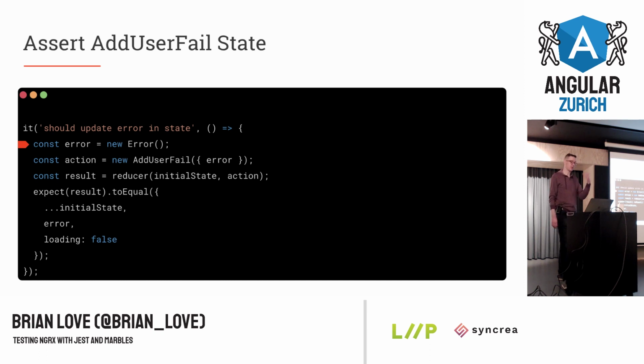Again, this pattern is very familiar, I think. Now we're starting to see this. In this case, we're going to test the add user fail. So we're going to new up an error, not provide anything. We don't really have to. I suppose we could. We're going to new up our add user fail action, providing that error payload. And then we're going to invoke our reducer, providing the initial state and the action. And then we're going to simply expect that the result is that initial state with the error now stored in the state of the application.